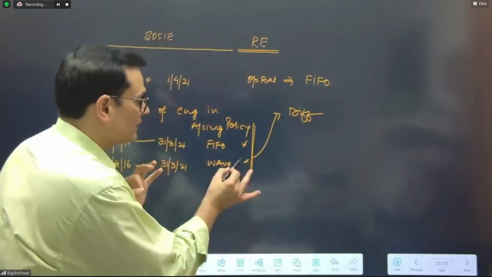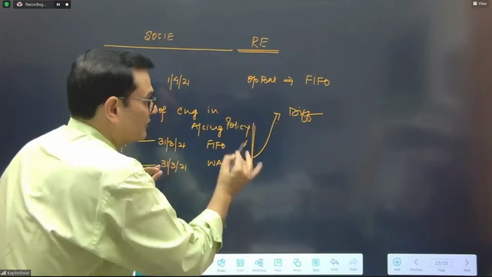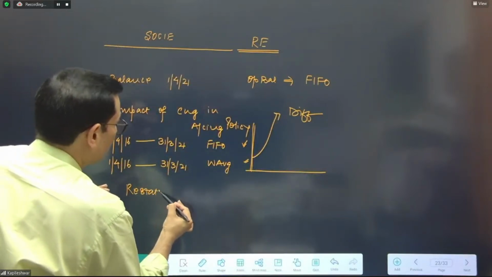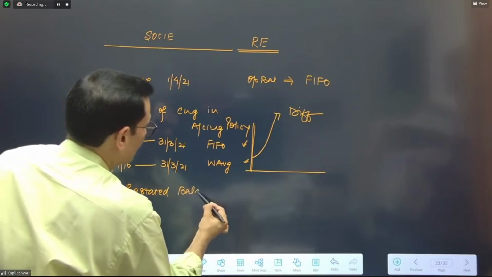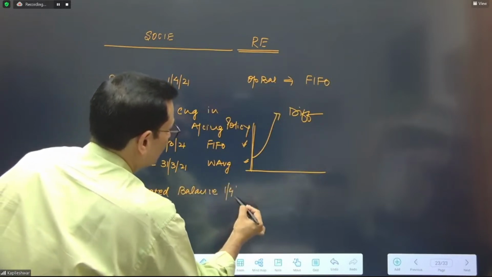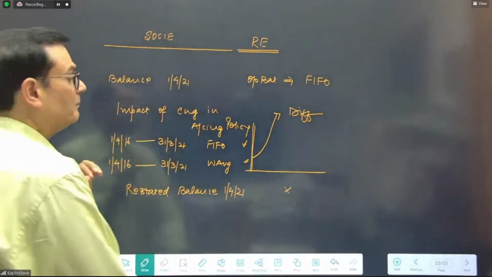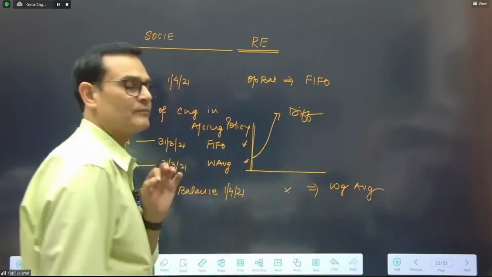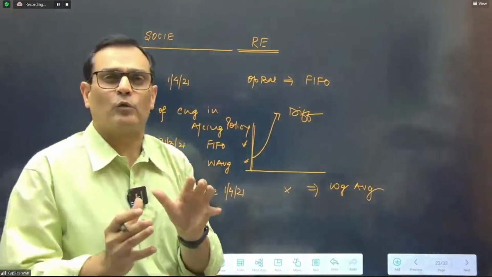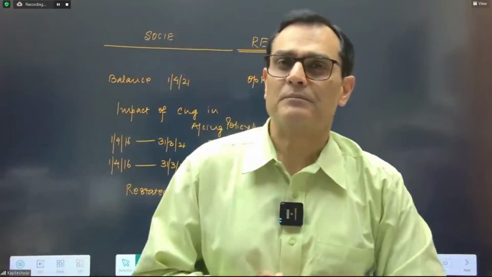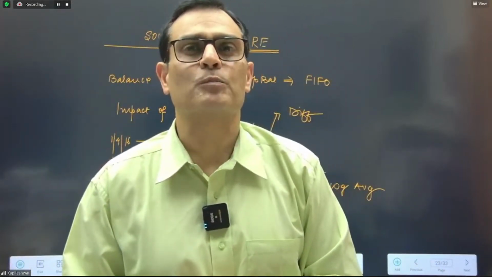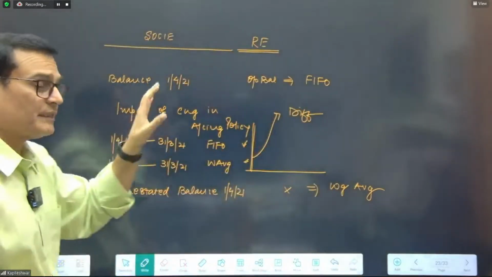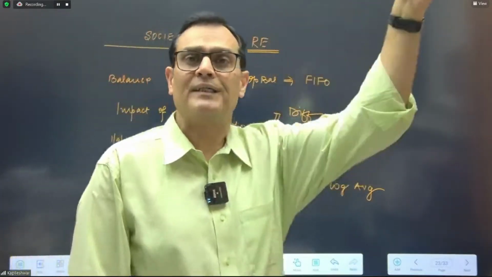Whatever the difference in profits is, adjust that difference and get what we call the restated balance on 1st April 21. This restated balance is going to be based on a weighted average. This is called retrospective accounting, and I sometimes say full retrospective accounting: the company makes the changes as if the new policy had been applied from the very inception itself.